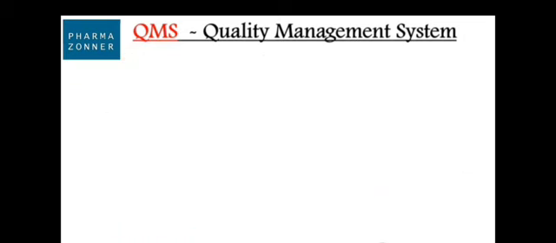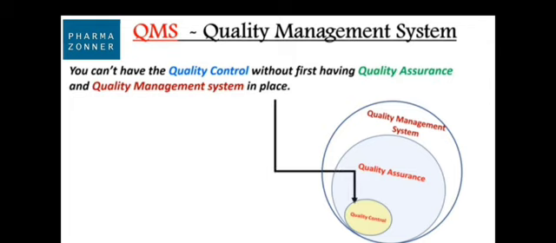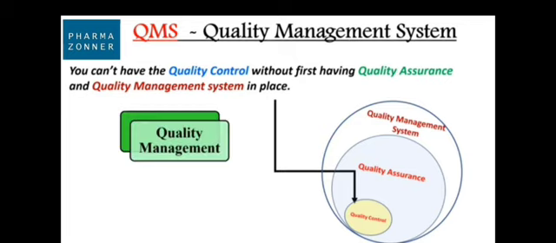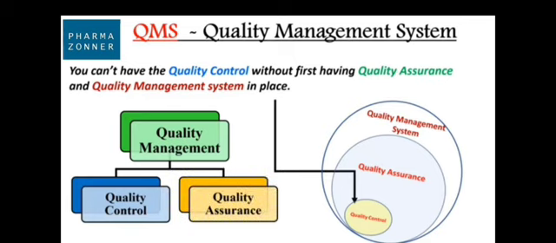So you can't have quality control without first having quality assurance and the quality management system in place. As more people had to work together to produce results, best practices were needed to ensure quality results. And these best practices were nothing but the quality management system. So the major elements of a quality management system include quality control and quality assurance. These are the two pillars on which quality management is based.